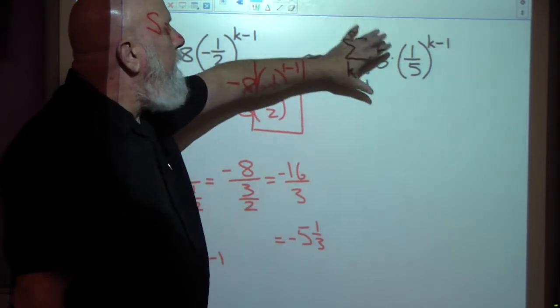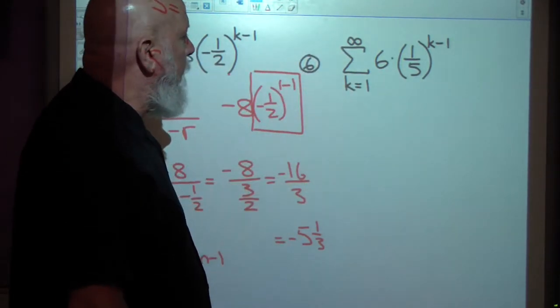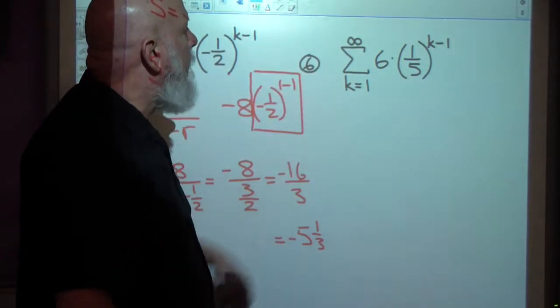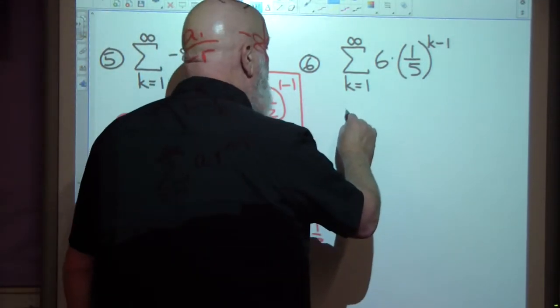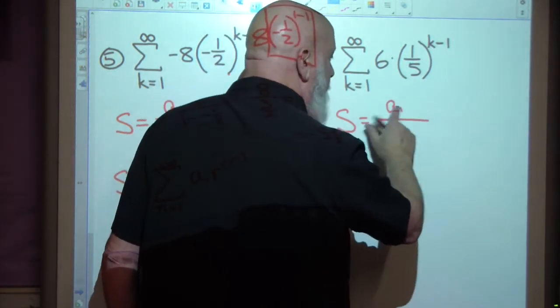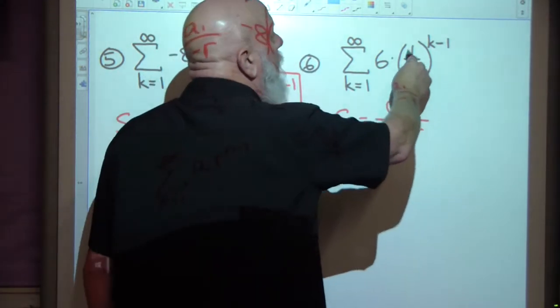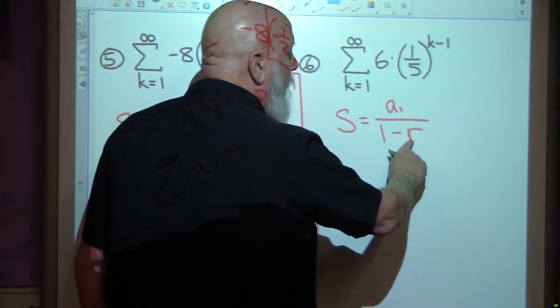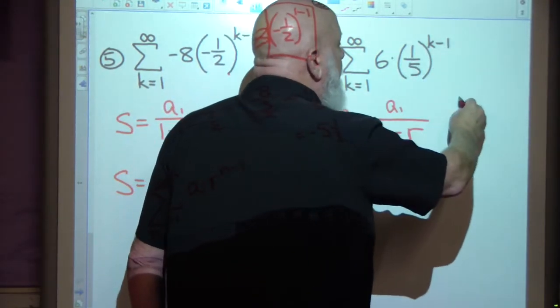All right, we got another infinite sum. It's in sigma notation, or you'll hear it called summation notation as well. Let's see what we've got here. I'm going to find the sum by finding the first term, that's a sub 1, divided by 1 minus r. Well, I'm looking at r, so r is 1/5. I'm going to find the first term by plugging in a 1 right here. So this gives me 6.